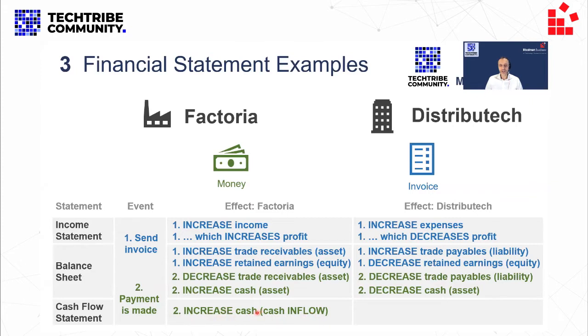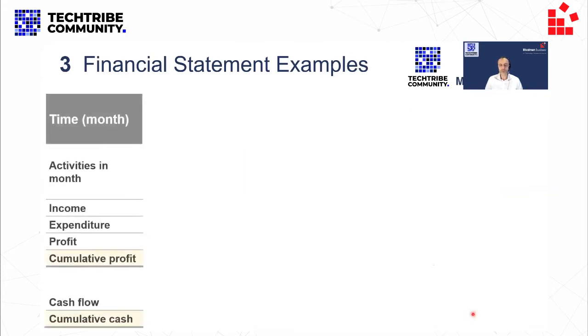Factoria's cash has increased because there's a cash inflow, and Distributech's cash has decreased because there was a cash outflow. And I'll illustrate this through another example, just looking at it in practice. Let's take Factoria, this same example where Factoria delivers a product or service to Distributech. But let's say we start in the first month, and I'm just going to show you the impact on profit and on cash flow, because sometimes people also confuse the two.